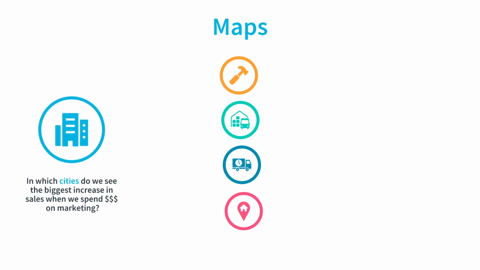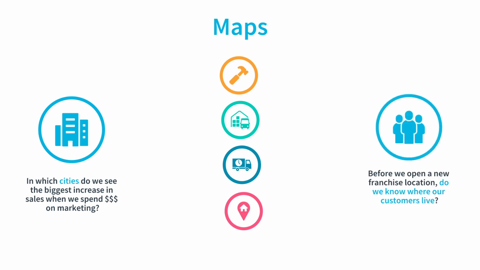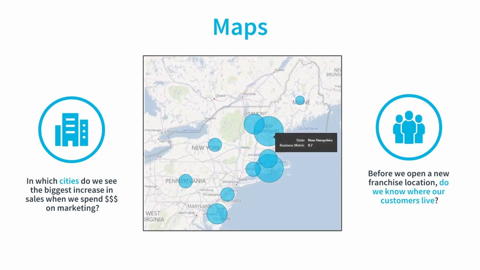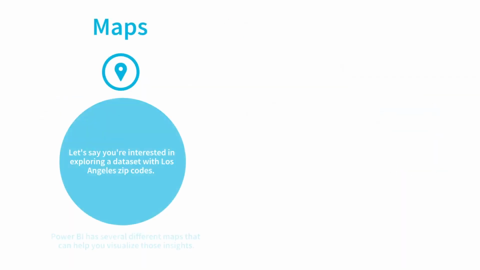Maybe a company wants to know which cities to target with a marketing campaign so that they'll see the biggest increase in sales. Maybe a company is considering opening a new store, but they need to find the best location relative to their customers. Data maps combine important business metrics with the geographic data that companies collect to try to identify where they should take action. Power BI offers an amazing variety of maps.